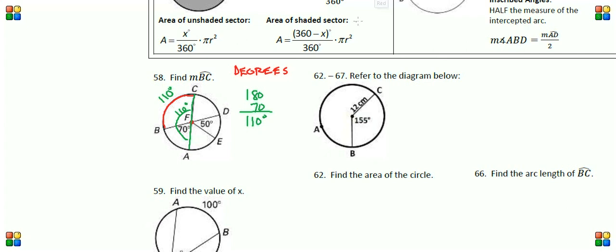So the answer to this question is, let's go ahead and write this as an equation. That means the measure of arc BC must equal the measure of angle BFC, which is right here, BFC. And since the measure of angle BFC is 110, therefore the measure of arc BC must also be equal to 110 degrees.